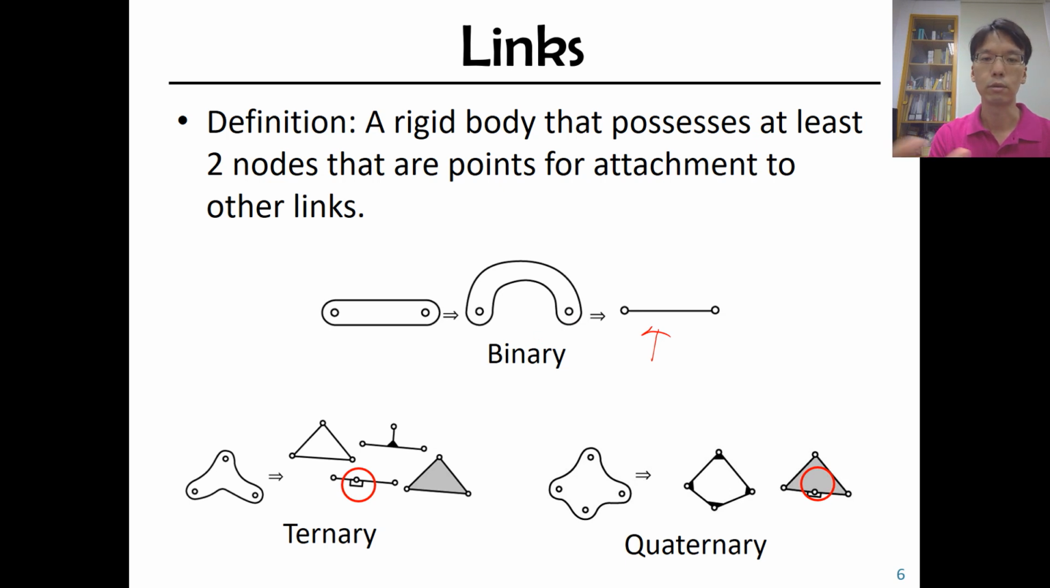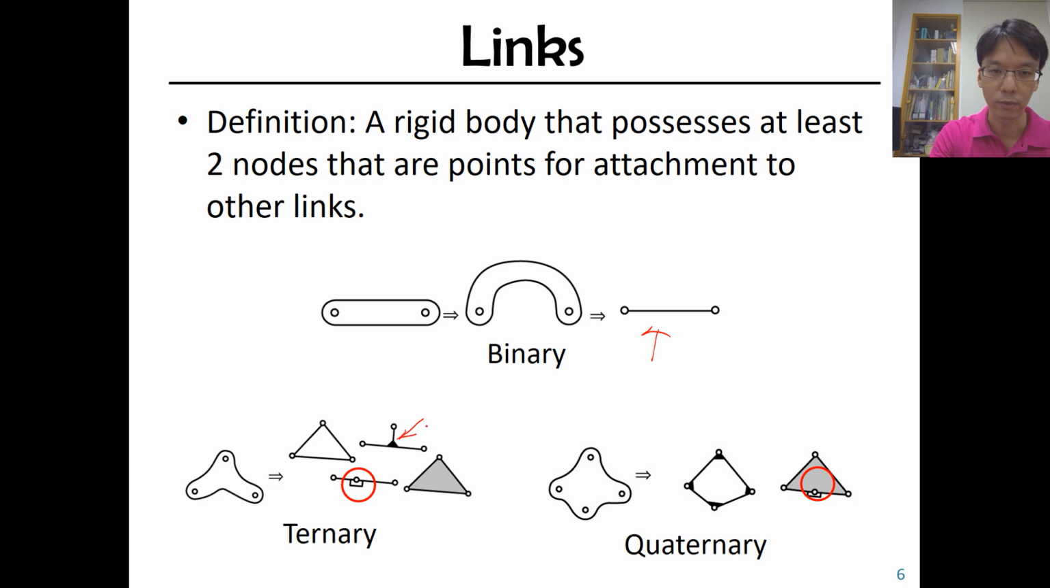And there are also links with more joints. So for example, this ternary link has 3 nodes. But its original shape would look a bit complicated. But when we draw it, we can draw it in the simple way. We can just draw a triangle with 3 nodes. We can also draw in this way.